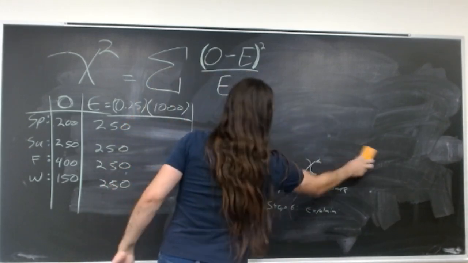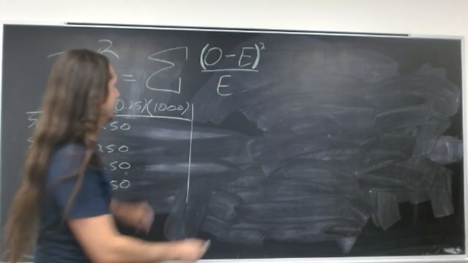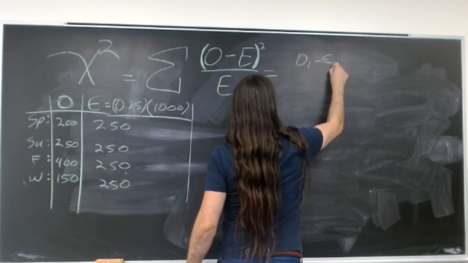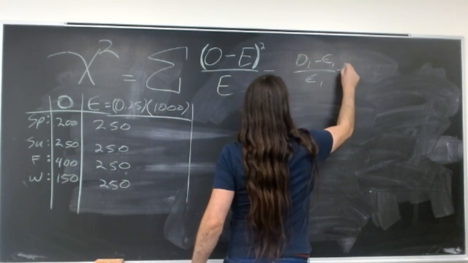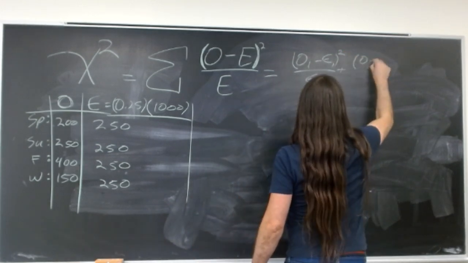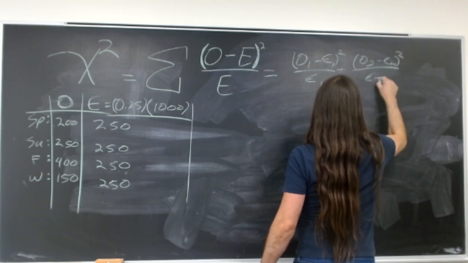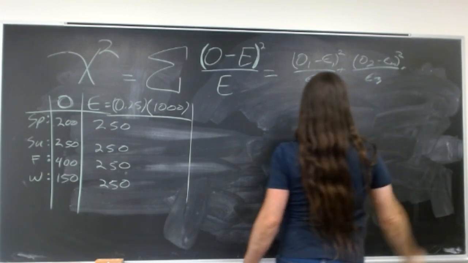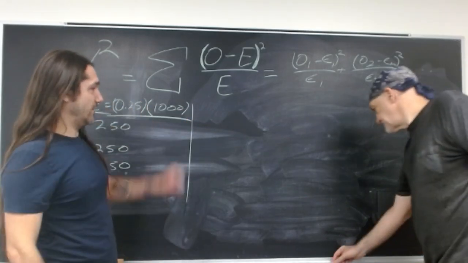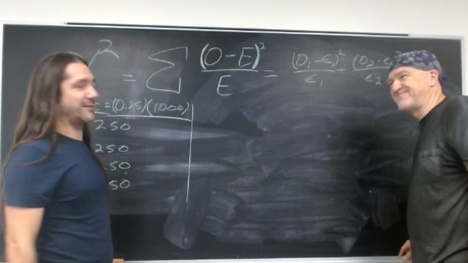Anyway, from here, it's easier if you set these up as a table. Because what this means, just to write that out mathematically, is you have O1 minus E1, squared, over E1, plus O2 minus E2, squared, over E2, plus however many categories you have. That's what it looks like. That was always a 2.